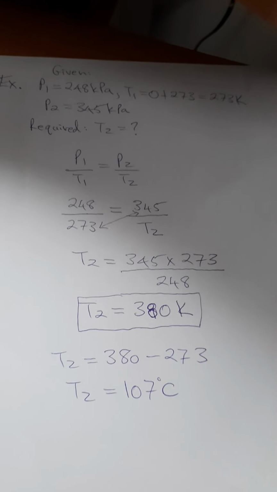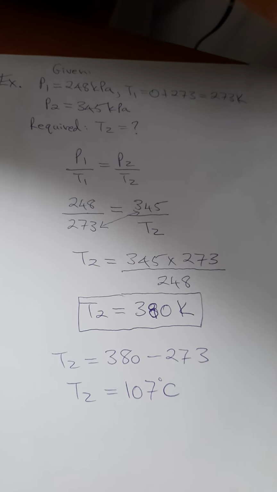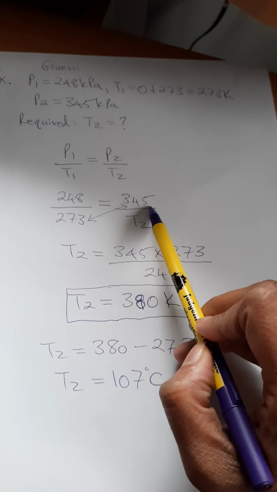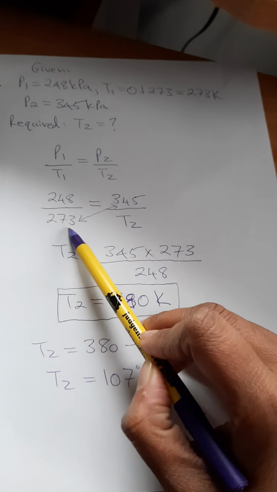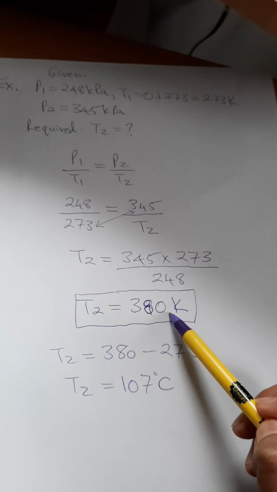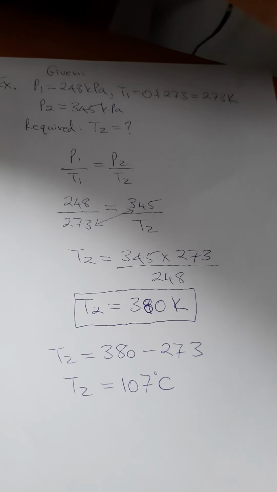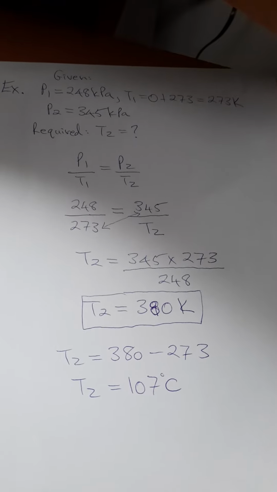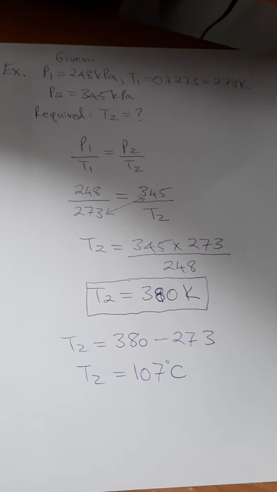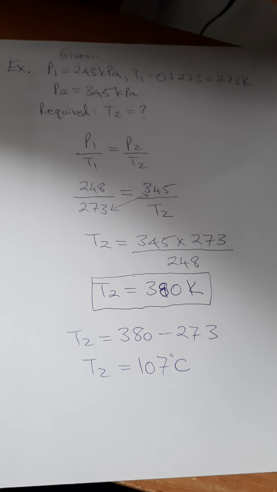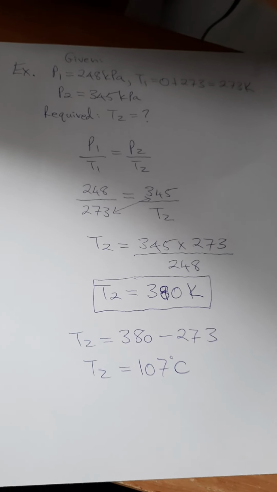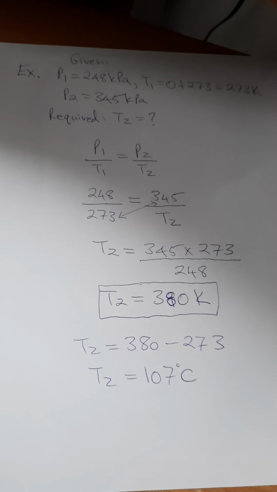You can always check your answer in terms of whatever value you're getting. I can see a pressure change here of 248, and it's increasing to 345. That's why the temperature of 273 K is increasing to 380. As the pressure changes, the temperature is also changing, and it's almost proportional. That's a good way to check your answer. Just do a mental check, and make sure your answer always makes sense.